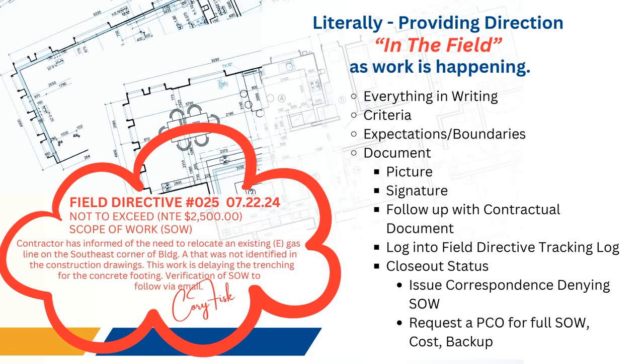We want everything to always be in writing. We want it to have a clear criteria, and that's going to include expectations and boundaries, which might be a not to exceed lump sum amount, which might identify the specific scope of work that we're speaking to when we're talking about this specific field directive.